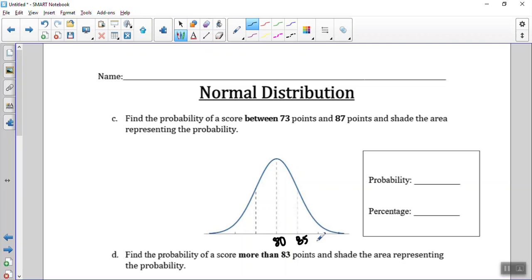So this is at 85, 90, 95. So this is 85 minus 5, that's 75, 70, 65. So it's asking us to find the percentage between 73 and 87. So 73 is somewhere over here, and then 87 is somewhere over here. Okay, so it's not exactly falling between the standard deviations, right? Which means that we have to use the calculator to find that percentage now.